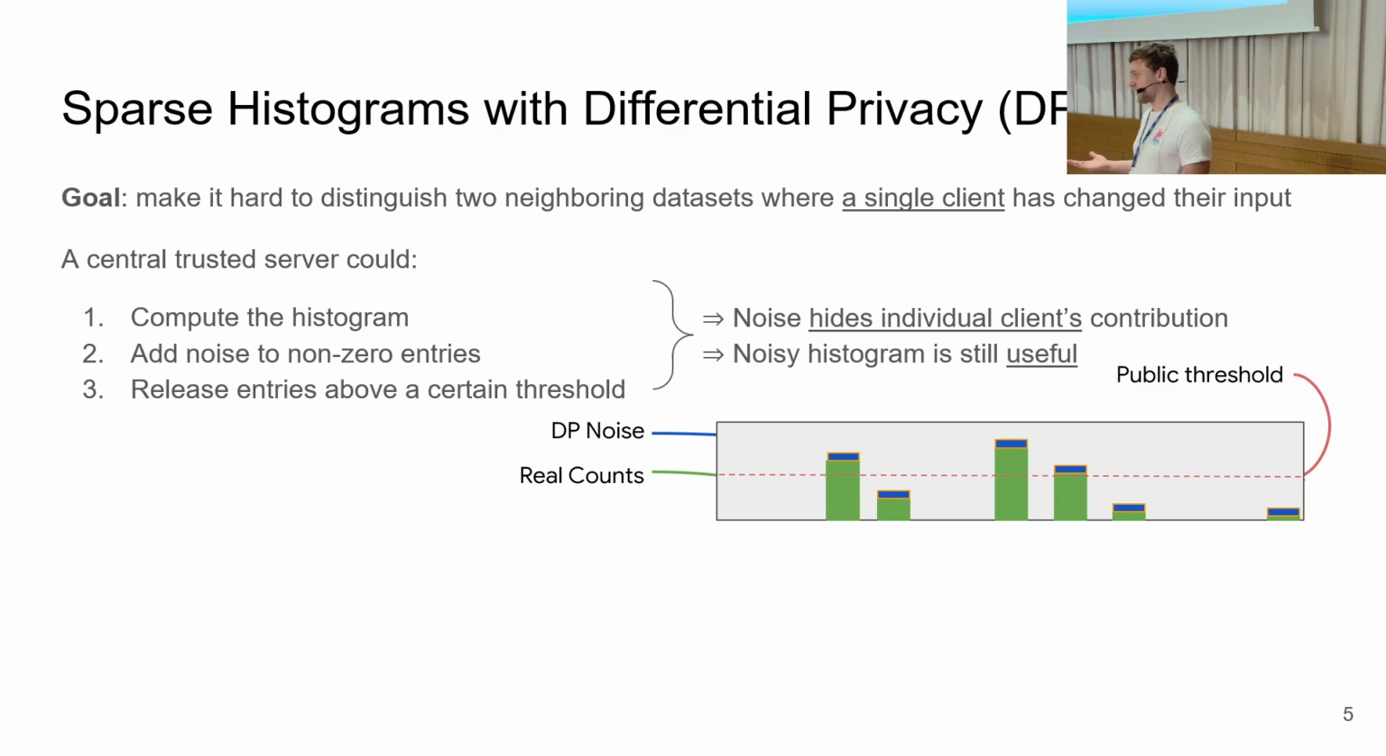Of course, the assumption here is that the resulting histogram is still useful, so that for our application, we don't care about the rare inputs. But again, if that's your goal, then maybe you can't have privacy.